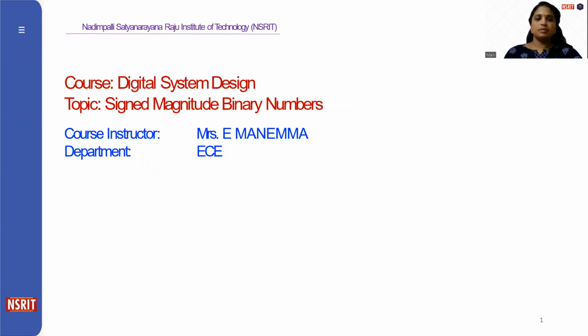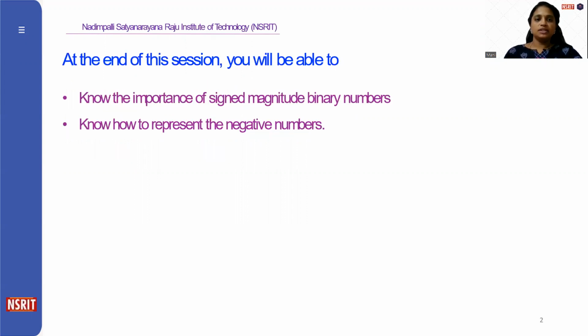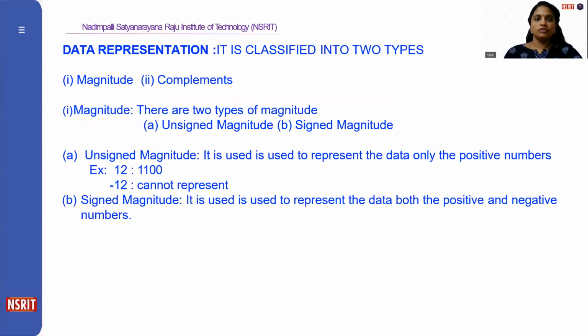Today's topic, sign magnitude binary numbers. At the end of this session, you'll be able to understand what is a signed number, what is an unsigned number, how to represent negative numbers, how to represent positive numbers. So how to represent a number in signed and unsigned form.